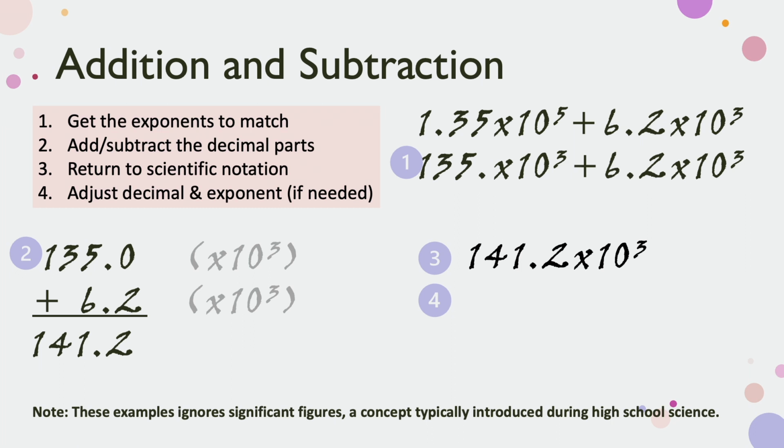As you can see, we have 3 digits in front of the decimal point instead of 1. We need to shift that decimal point to the left 2 spaces. That's removing 2 powers of 10. We can't just get rid of those. That would change the value of our number. What we can do is give those 2 powers of 10 to the exponent term. So instead of 3 tens, we now have 5 tens. Our answer is 1.412 times 10 to the fifth.